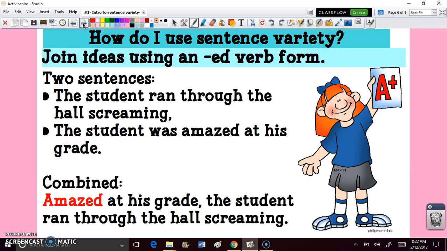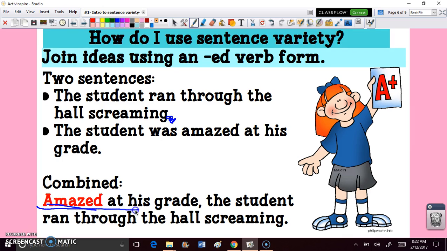All right, next, you can join ideas using an ed verb form. It's the same idea as the previous slide, except instead of it being having, it would be a past tense verb. The student ran through the hall screaming. The student was amazed at his grade. When I combine those two sentences together, what I'm going to get is: Amazed at his grade, comma, the student ran through the hall screaming.